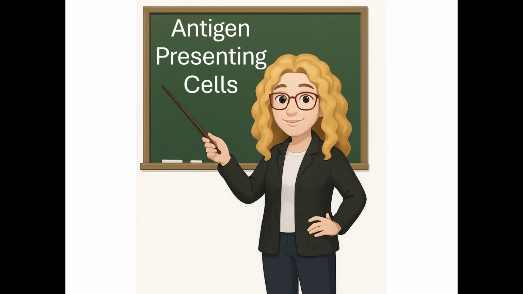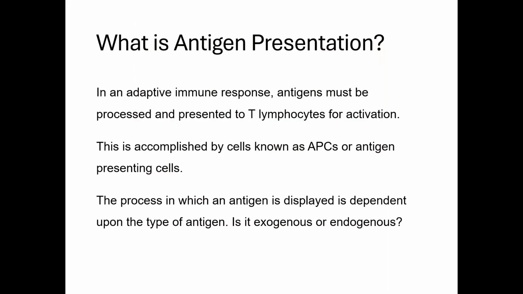In this video, we are going to discuss the antigen presenting cells. So in an adaptive acquired immune response, antigens have to be processed and presented to T cells or T lymphocytes in order for those cells to be activated. This is accomplished by those antigen presenting cells known as APCs.